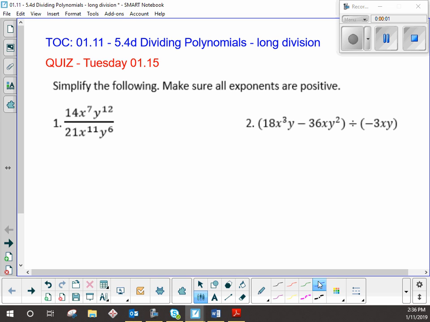Okay, for number 1, we are simplifying this fraction. It's one term divided by one term. Number 2 is two terms divided by one term. Okay, so that's the difference in the problems.